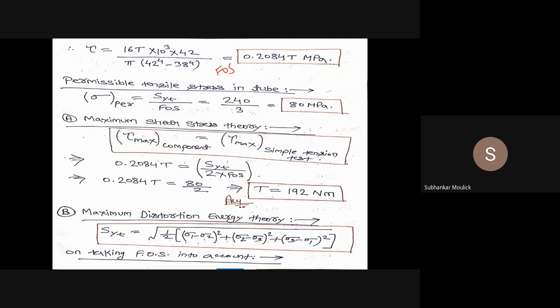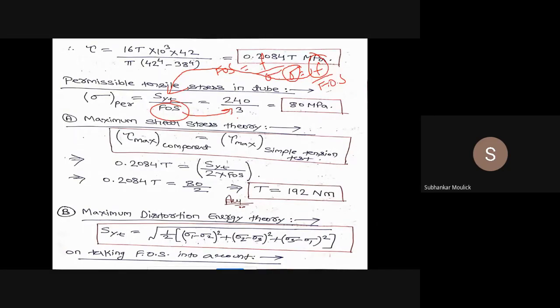factor of safety is what? It is failure stress divided by allowable stress. So allowable stress becomes failure stress by factor of safety. That means this shaft should have maximum this value of allowable stress. Fine. So failure stress is what? Since in the question it has been given to you that SYT of the shaft material is 240, the shaft will fail at SYT value. So the failure stress becomes your SYT, and factor of safety given in the problem as 3. You will divide the value of SYT by 3. You will get the permissible stress in the tube, that is 80 megapascal.